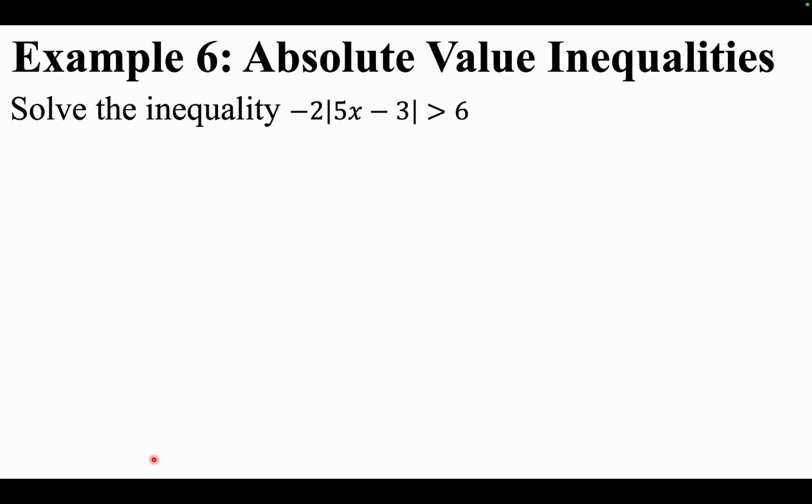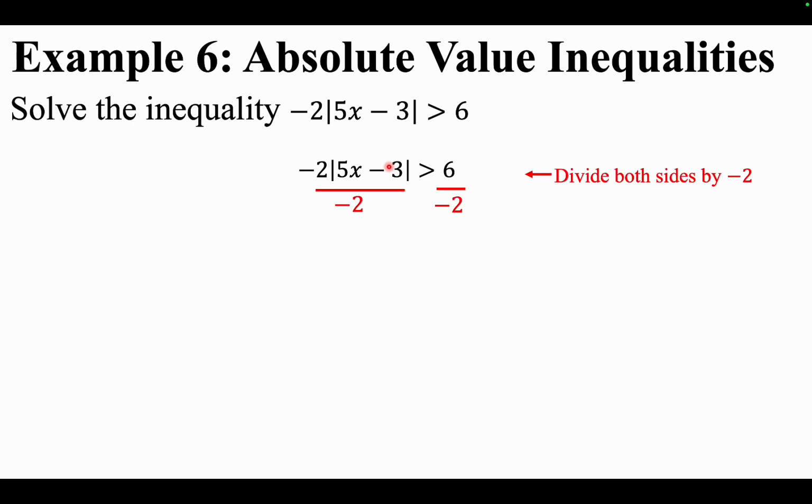Let's look at an actual example. Let's say we want to solve this inequality for x. Now notice here you have a +6, but then the absolute value is not isolated. So let's go ahead and isolate the absolute value by dividing both sides by -2. And remember this, when you divide or multiply by a negative number, this symbol is going to reverse. So you get the absolute value of 5x minus 3 is less than -3.